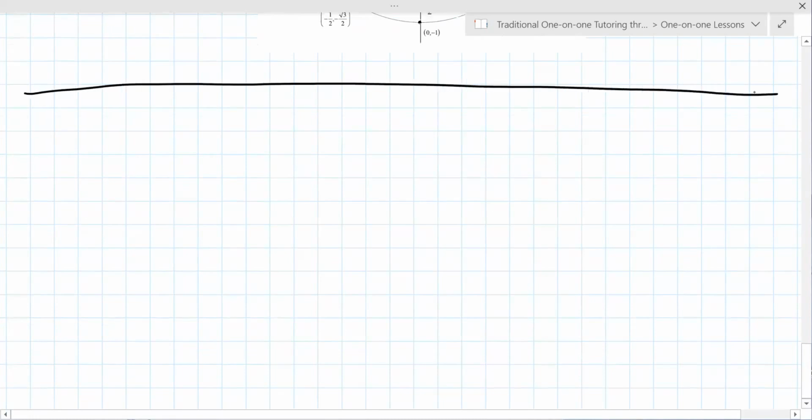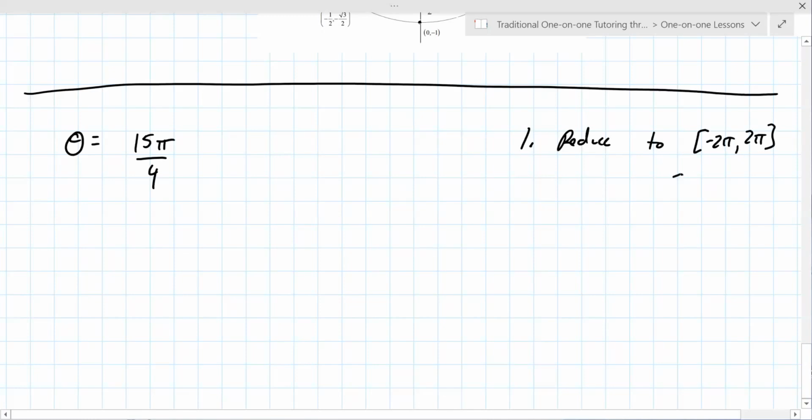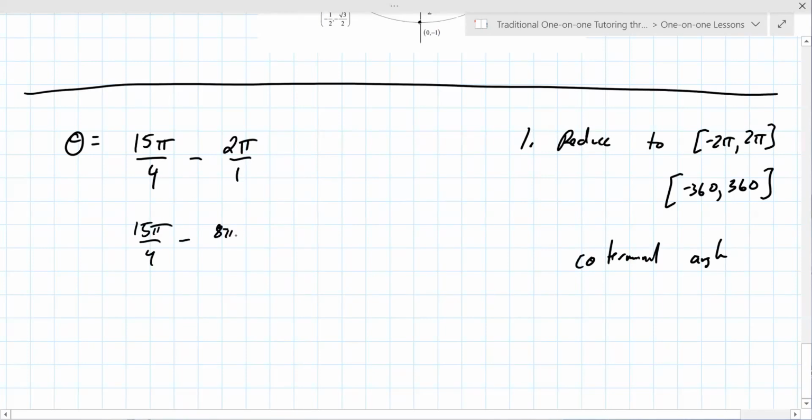So what's next? That's a lot. Okay, next one is 15 pi over 4. Now the first step is to reduce to something between minus 2 pi and 2 pi, or minus 360 to 360, basically finding the coterminal angle. You do that by subtracting 2 pi or adding 2 pi, but you have to make a common denominator. So it's 15 pi over 4 minus 8 pi over 4, which is 7 pi over 4.